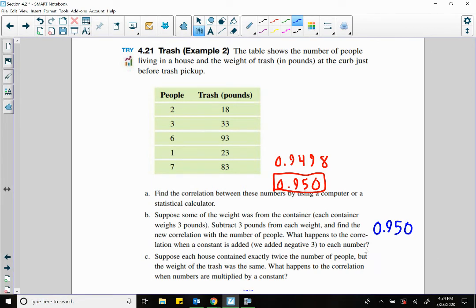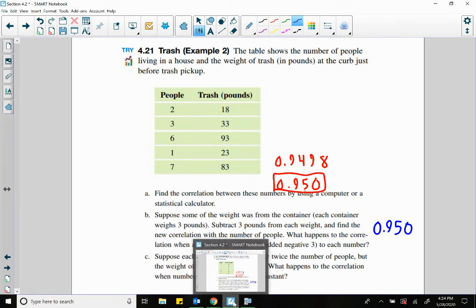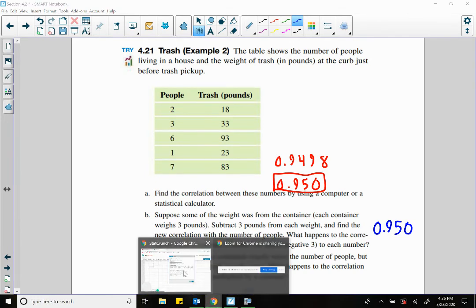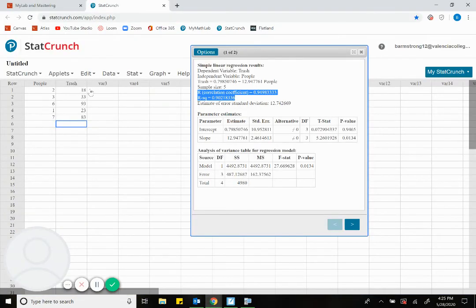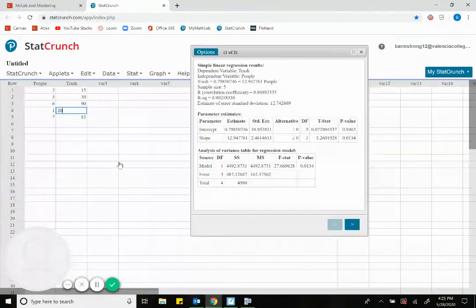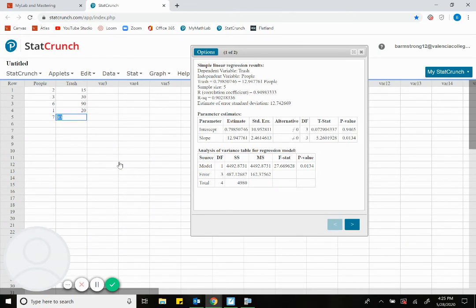Okay? It's still going to be the same. Let's go take a look. And I'm going to do this in StatCrunch because it's going to be easier to adjust in StatCrunch. Okay? But you do the same thing in your calculator. So we're going to subtract 3 from all these. So 18 becomes 15. 33 becomes 30. 93 becomes 90. 23 is 20. 83 is 80. And we're going to rerun this.